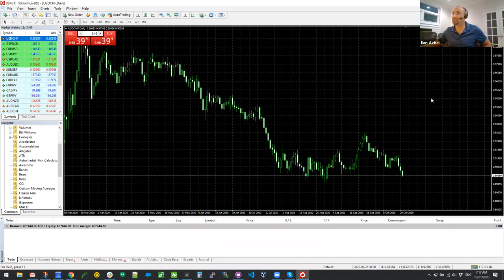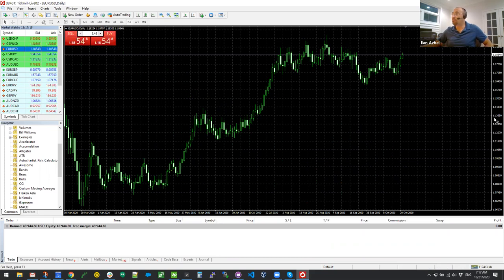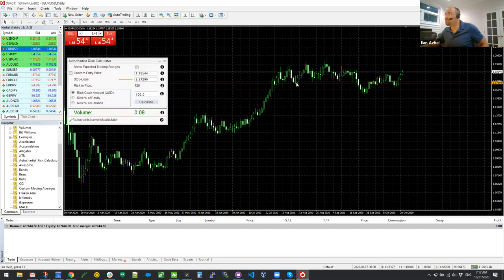So I'm going to go back to a daily chart, and I want to come up with a nice little portfolio of positions, increasing in complexity, so you can follow what I'm doing. So let's drag and drop the risk calculator. Who thinks I'm going to go long? Yeah, let's go long on EURUSD. And let's set my stop loss at this level over here, because I see it's a nice support level.